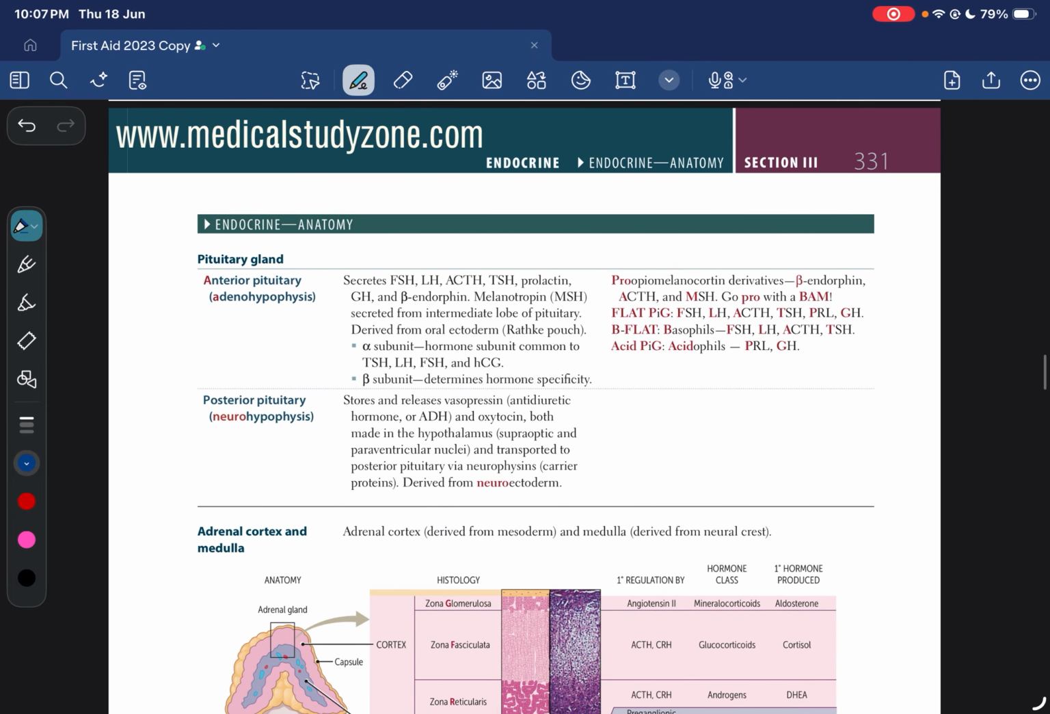Now we're going to be discussing the pituitary gland. Actually, we're going to discuss this in the next video.